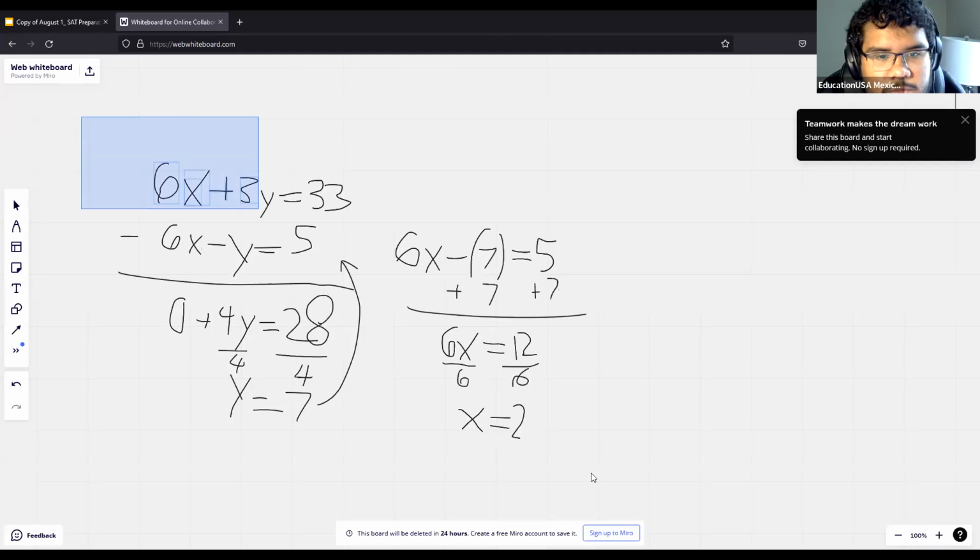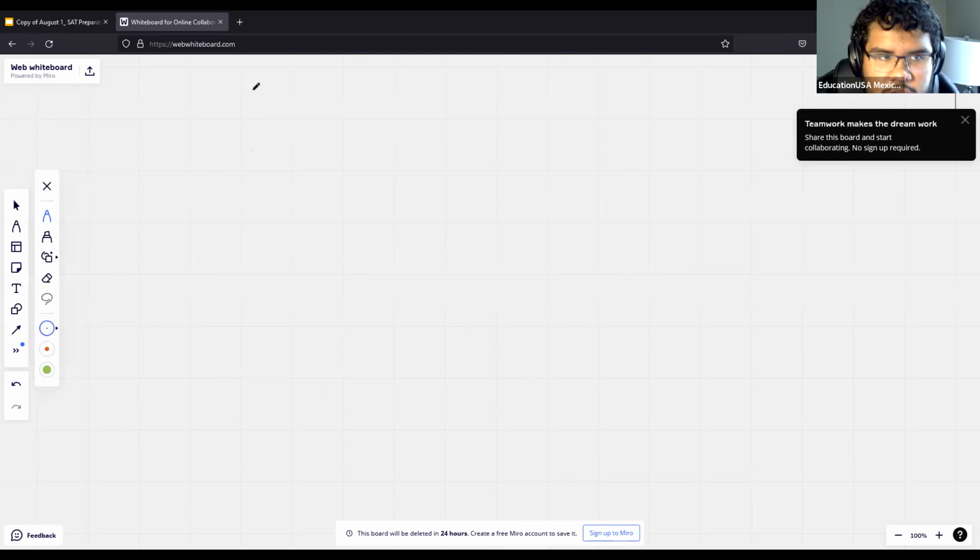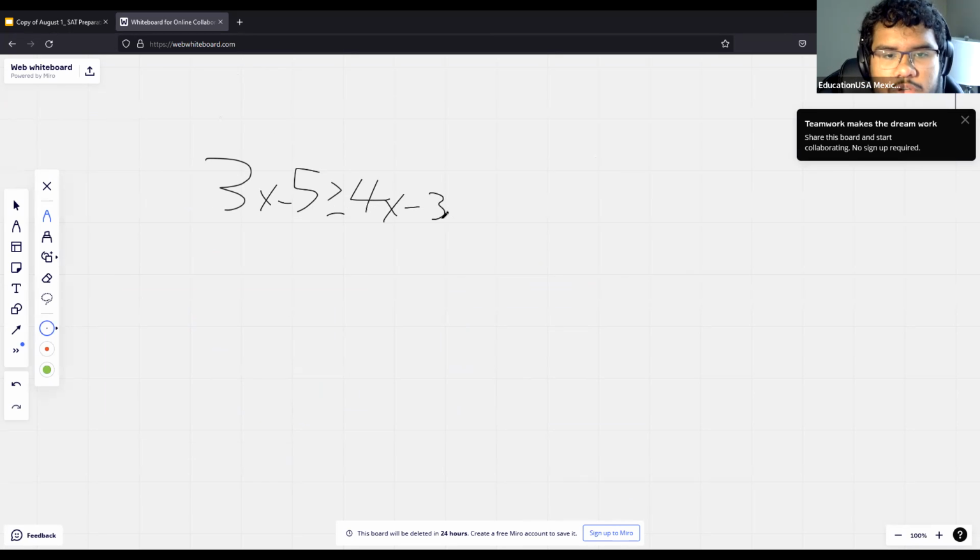So let me just erase all this real quick. Okay, so the problem we started with was the inequality 3x - 5 is greater than or equal to 4x - 3. Now, you can solve this almost exactly the same way as you would if this were an equal sign. So that's what we're going to do.